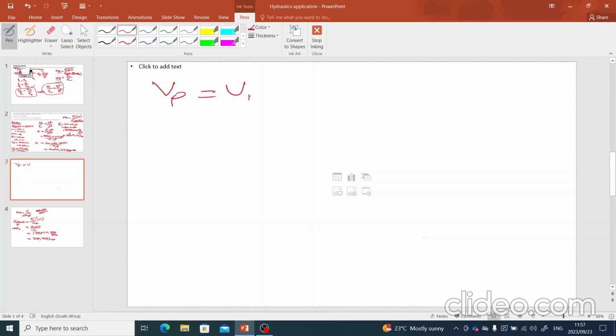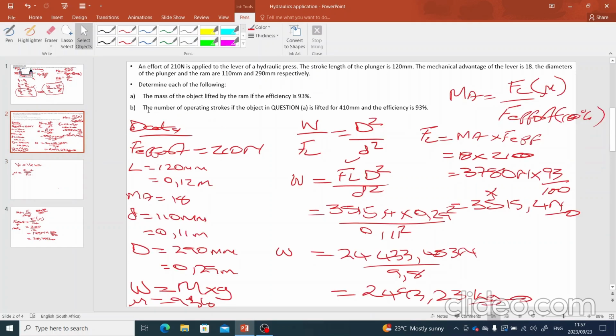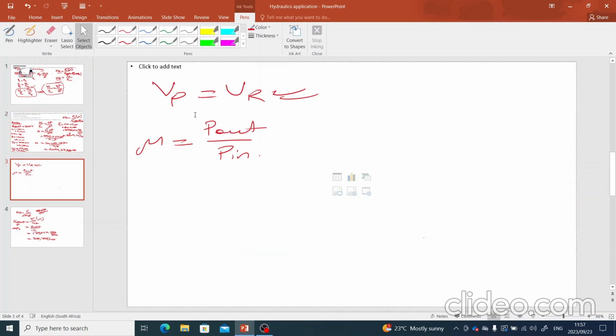VP equals VR. Now, you can predict it this way, or you can calculate it from the efficiency. Efficiency is power out over power in. Because the question says, calculate the number of operating strokes if the object in question A is lifted, we are given the height, it is 410, and if the efficiency is 93. Now, it will be power in over power out, right?